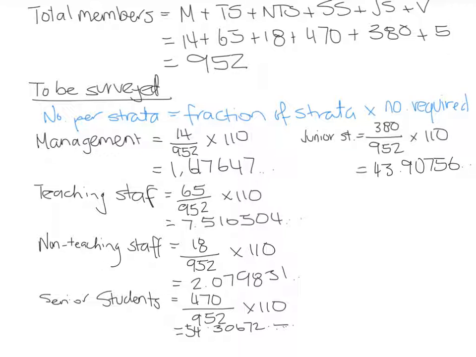And last of all, we have our volunteers. They're just going to be 5 out of 952, and we'll multiply by 110. And that gives us 0.57773, and it continues.